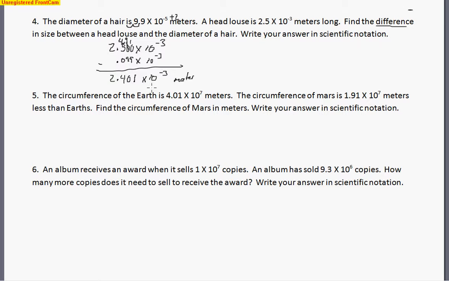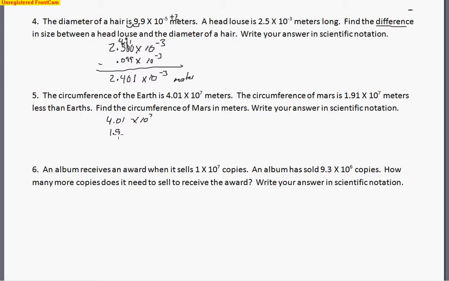And here it says the circumference of the Earth is this. The circumference of Mars is this, less than Earth's. Okay, so this is this amount less than Earth's. And so we're supposed to find the circumference of Mars in meters. And so if I subtract this circumference from Earth's circumference here, that's going to give me what that value is. And so let's go ahead and set that part up. So I'll go ahead and write down the 4.1 times 10 to the 7th. Let's see if the exponents are the same. They sure are. Makes the problem a little bit easier.